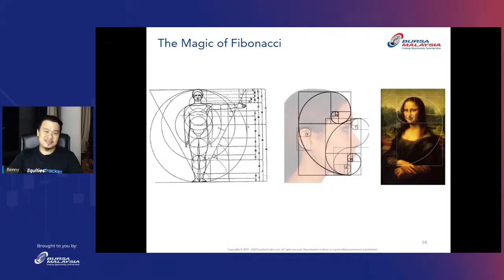Okay, so if you think Genghis Khan is handsome, maybe he was, right? I don't know. Okay, so even the Mona Lisa painting, you see that the painting itself has a Fibonacci proportion.